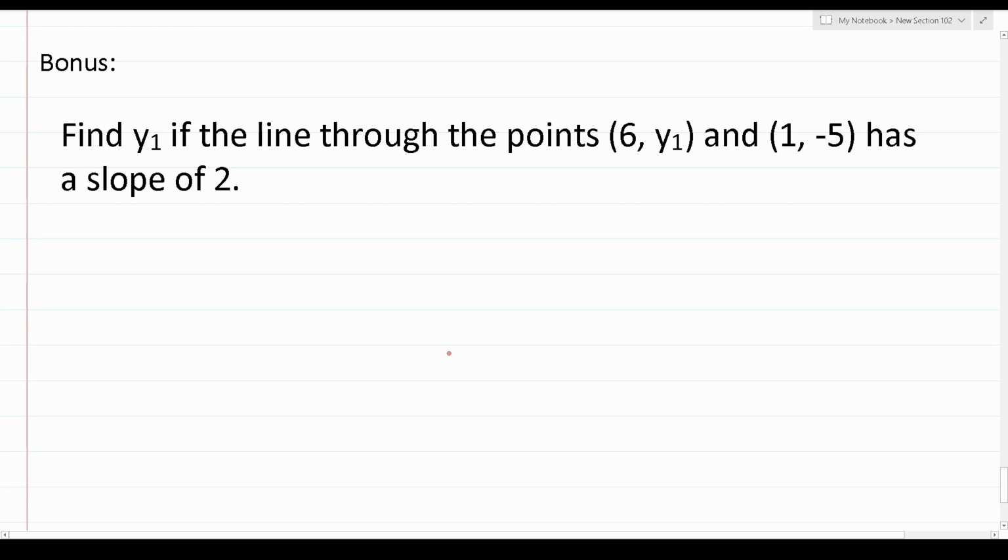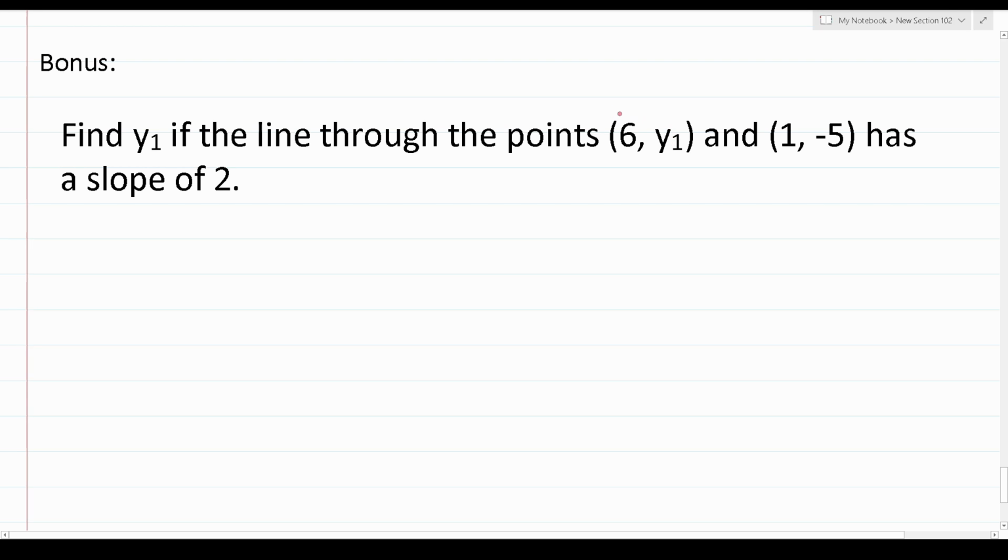All right, so I included a pretty challenging bonus question that says this. Find y1 if the line through the points 6, y1, and 1, -5 has a slope of 2. Believe it or not, you have all the skills to solve this one on your own. So if you want, pause the video, attempt to work this one out on your own, and then resume playing the video to check your solution. You may very well see a similar question on the ASVAB, so make sure you can work out something like this.